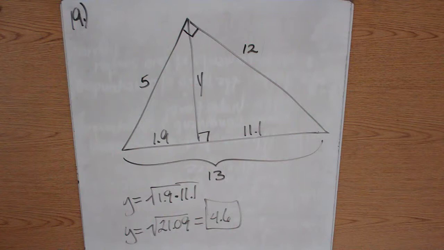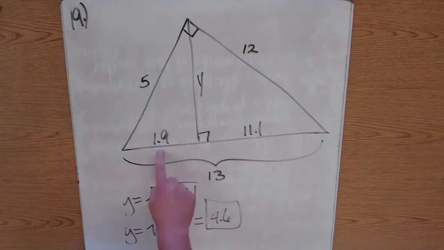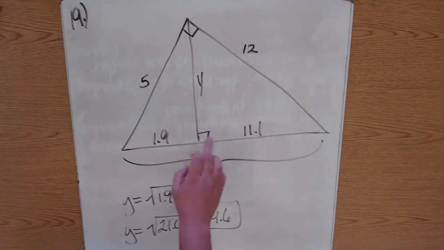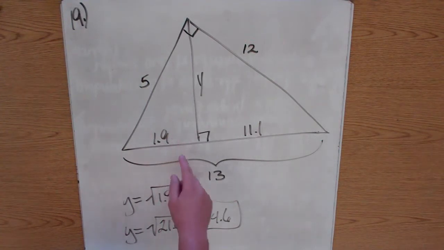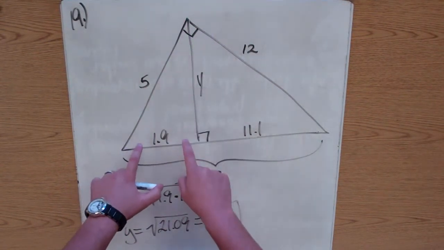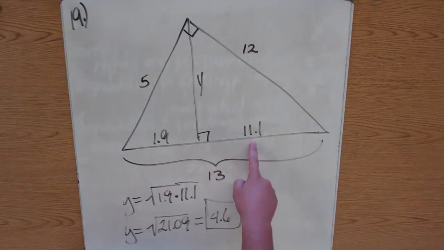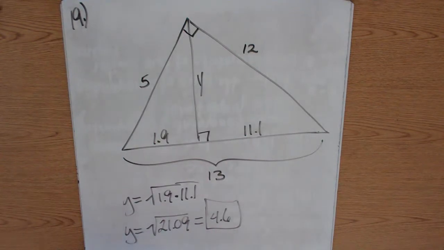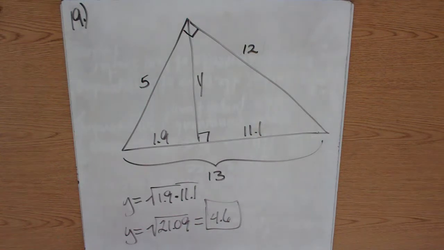Okay? So the length of the altitude to the hypotenuse of a right triangle with these three side lengths is 4.6. Because remember, y is just the geometric mean of these two numbers. And to find these two numbers, we set up a proportion. We called this x. And we did hypotenuse over short side equals hypotenuse over short side. Solve for x, we got 1.9. We know this is 13 minus x, so 13 minus 1.9, 11.1. Geometric mean, multiply them together, take the square root, and that will give you y.